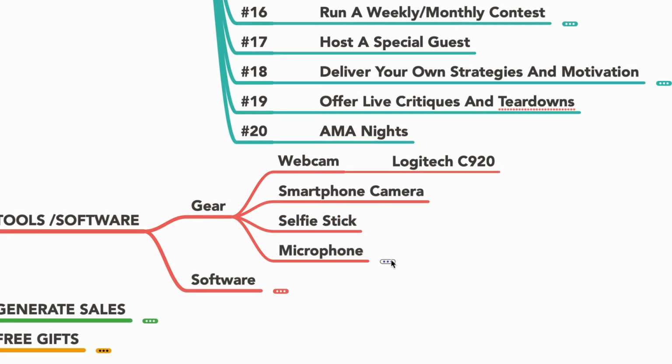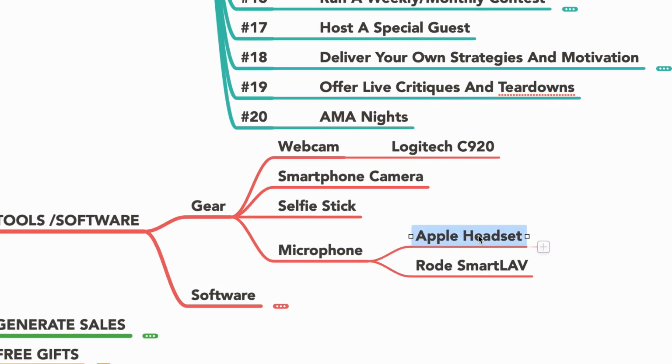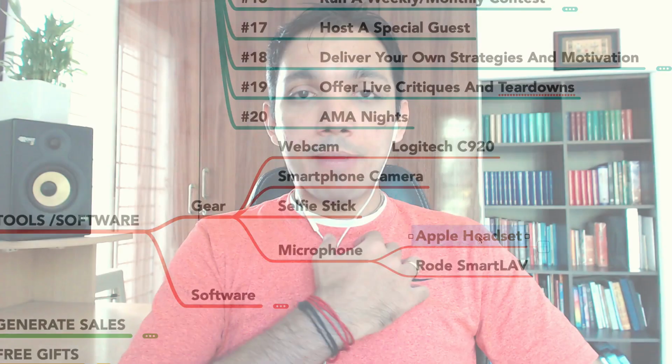Microphone, I would say go with an Apple headset. It's decent. You're listening to an Apple headset, so the quality is good. Use a Rode SmartLav if you want. A Rode SmartLav is a very good lapel microphone that you can use on your smartphone, on your laptops. It has noise cancellation, all that stuff.